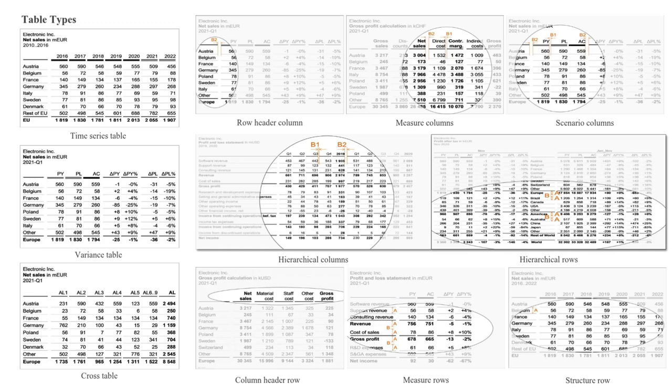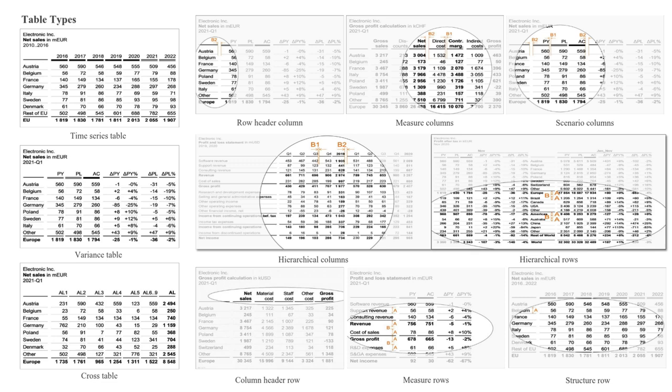The variance table extends the basic scenario table by adding 4 calculated columns: the absolute variance versus prior year, delta PY, the percentage variance versus prior year, delta PY%, the absolute variance versus plan, delta PL, and the percentage variance versus plan, delta PL%. These 4 columns answer the 2 standard management questions simultaneously. How did we do versus last year, and how did we do versus plan?